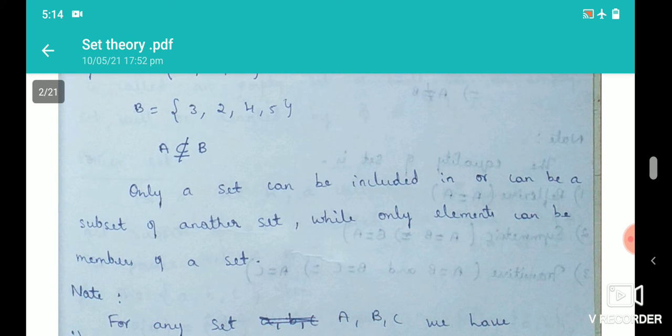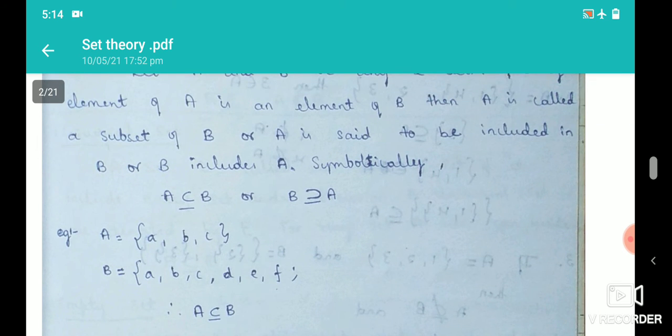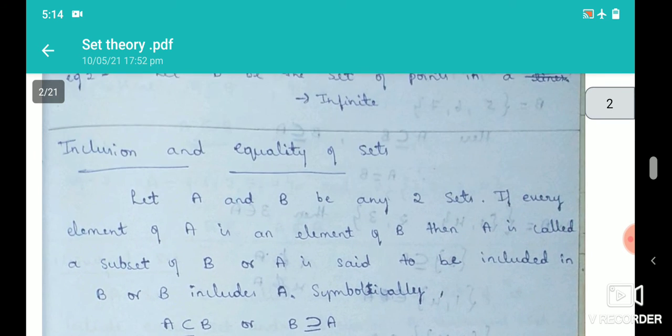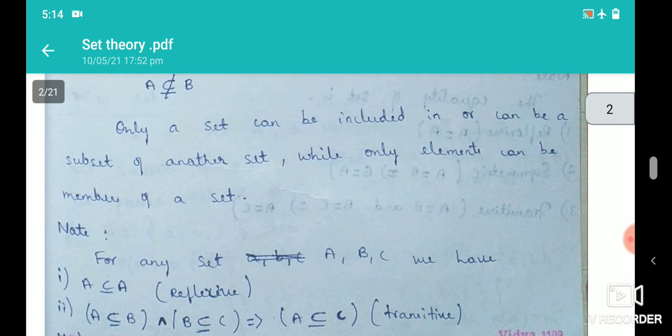Only a set can be said to be a subset of another set. Okay, this is the inclusion rule. If all the elements of a set are members of another set, then that set is called included in another set.